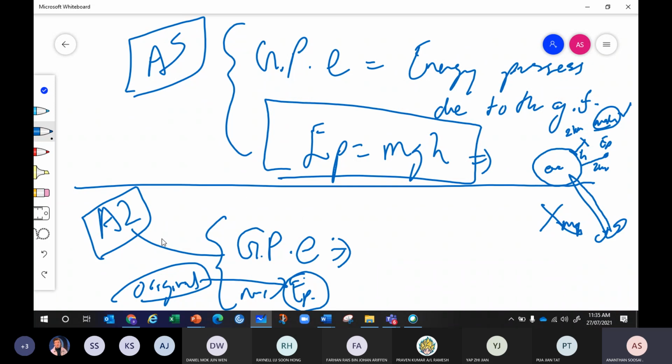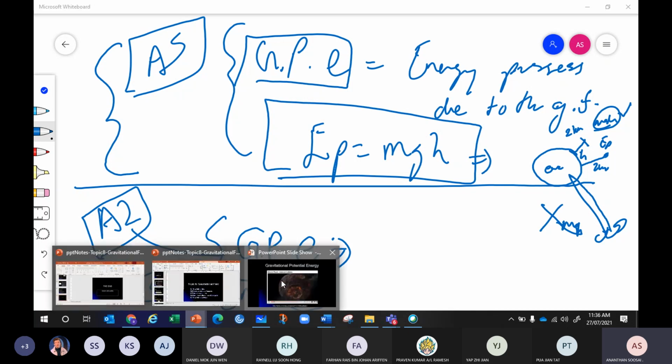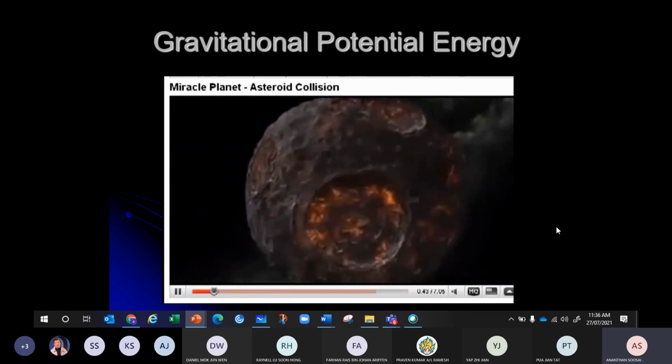Okay, now whatever I'm going to teach you now, don't use it for AS. For AS, this is still your answer: GPE is energy possessed by a body due to its gravitational field. Okay, AS. Don't mix up with A2. The A2 gravitational potential energy definition is different. Okay, that's what we're going to discuss now. So let's go to the next slide.